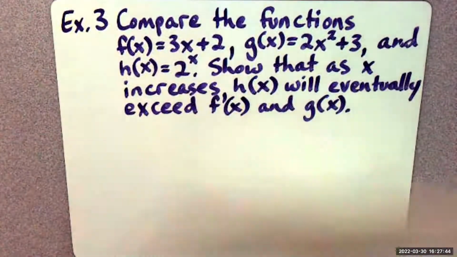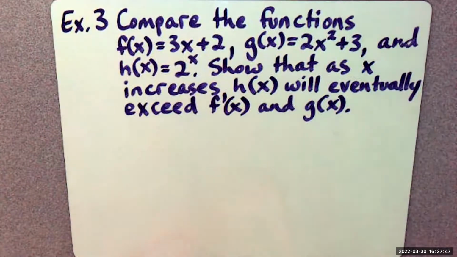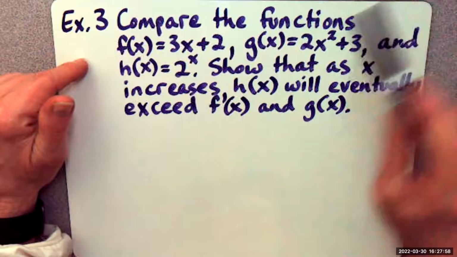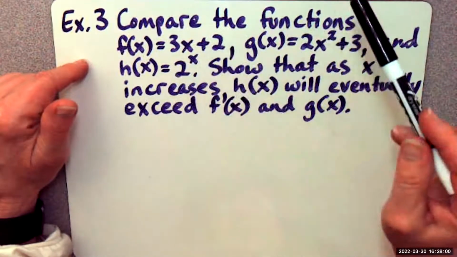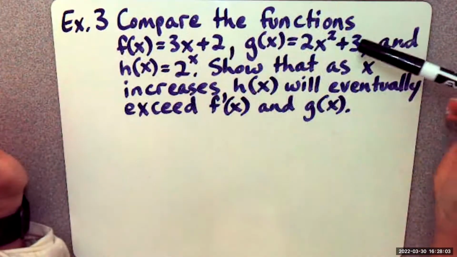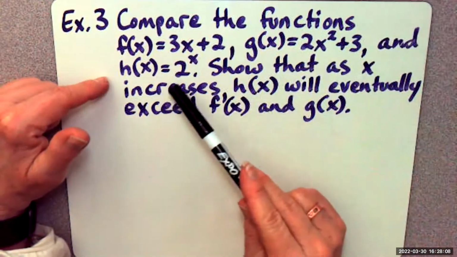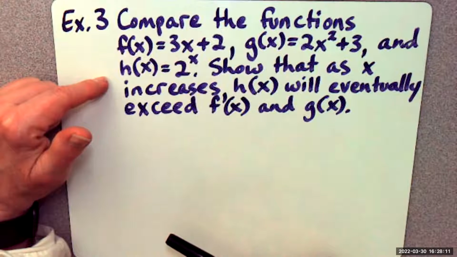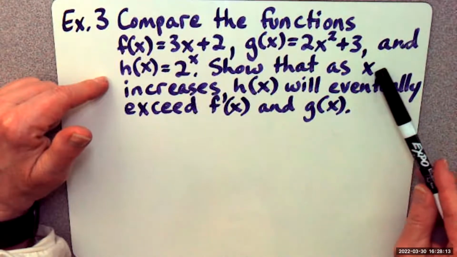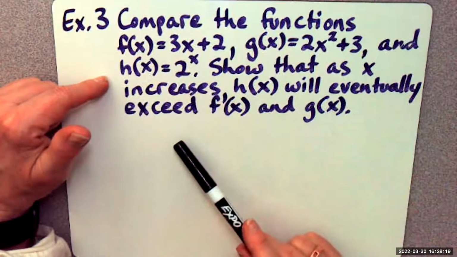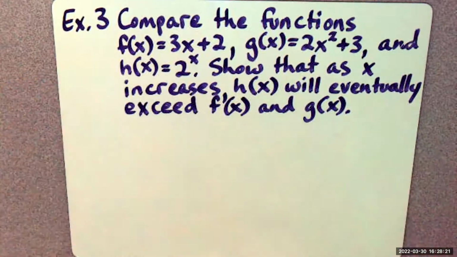All right, so let me share screen. So first we're going to compare, let's talk about what we are going to do. We're going to compare the functions f of x is 3x + 2, a linear function. G of x is 2x² + 3, a quadratic function. And h of x equals 2 to the x, an exponential function. And we want to show that as x increases, h of x, the exponential function, will eventually exceed f of x and g of x.